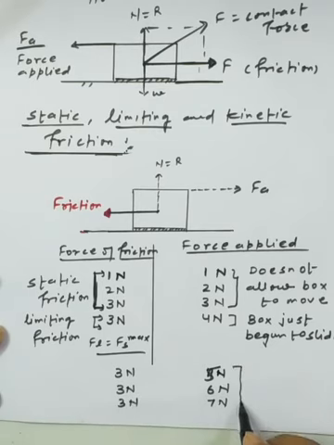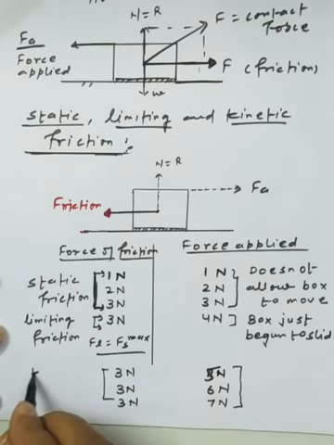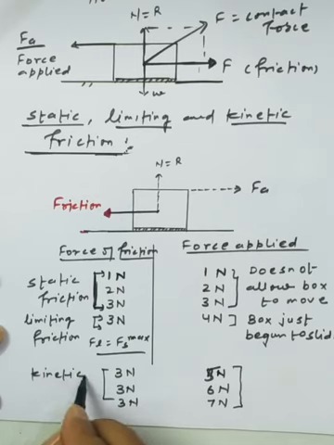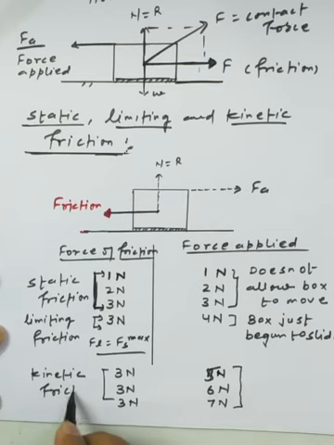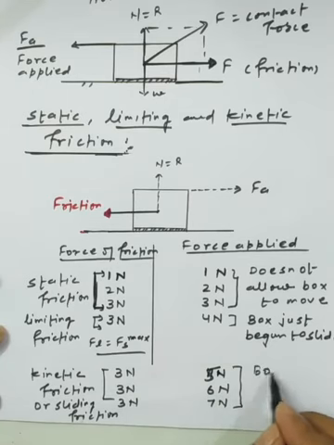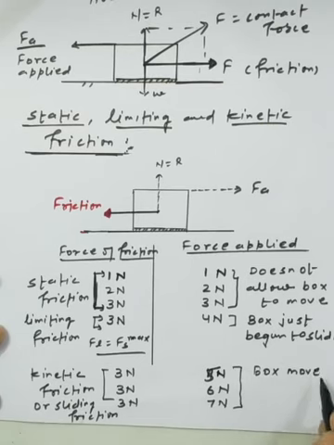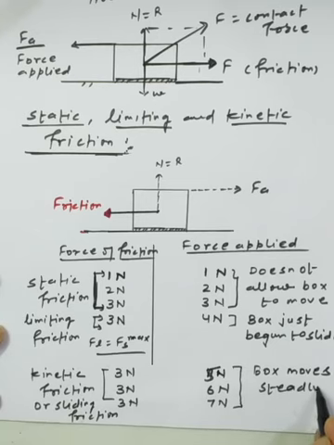So in this case, the force of friction which exists between the surfaces is called kinetic friction or sliding friction. Here the box moves steadily.